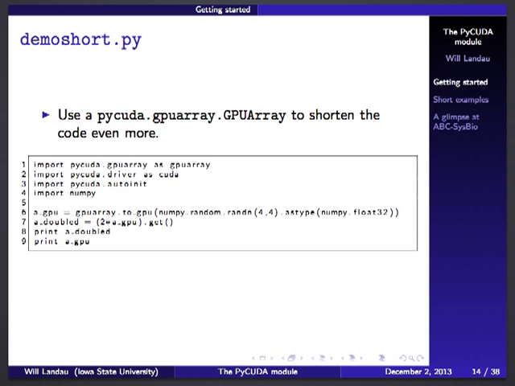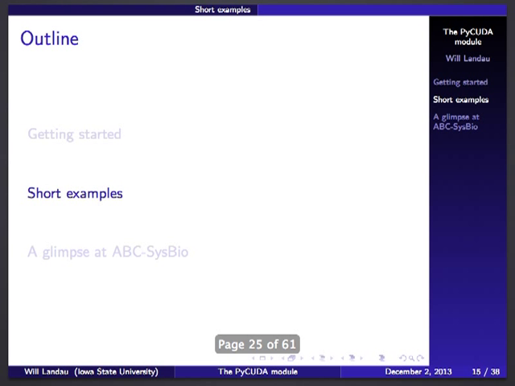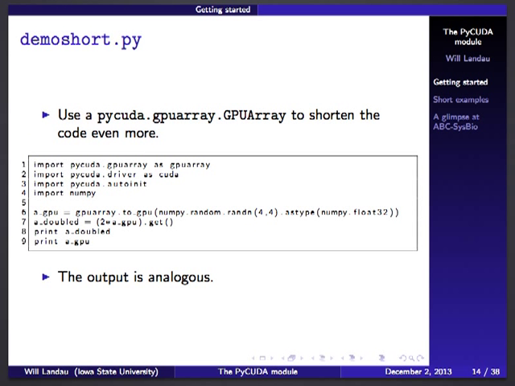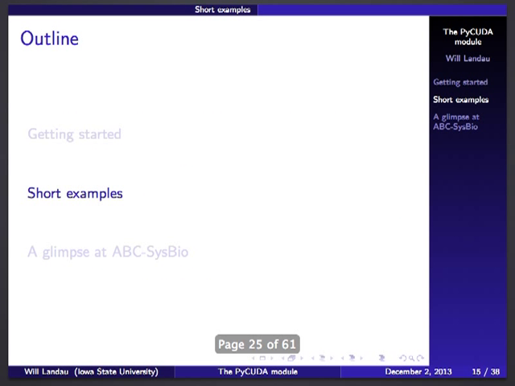So this GPU array object is great because it has all these built-in methods that allow you to call very common kernels, not only built-in ones, but ones that you could write on the fly like this, just 2 times a GPU. And the output's correct. I mean, one array's double the other.